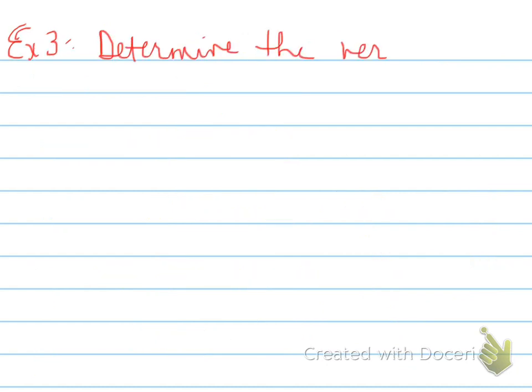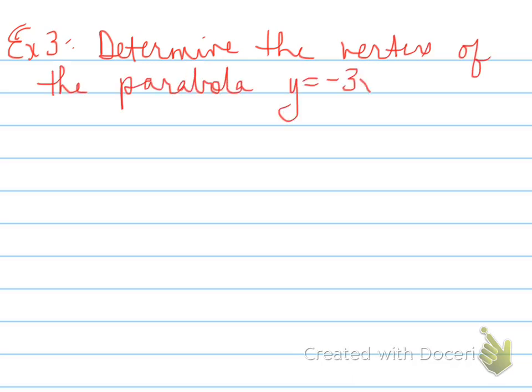Example 3. Determine the vertex of the parabola y equals negative 3x squared minus 5x minus 8. So again, we're going a little harder because these are going to be fraction questions. You're not going to have too many of these, folks, but you should be able to do at least one with fractions. So let's look at this example.